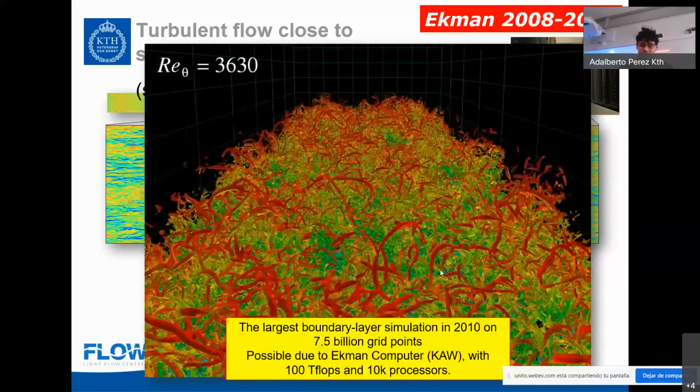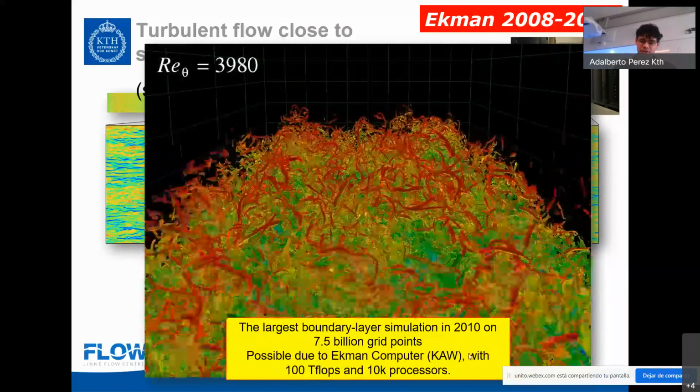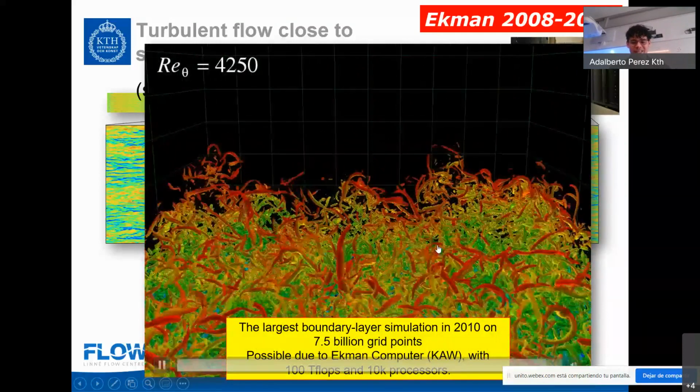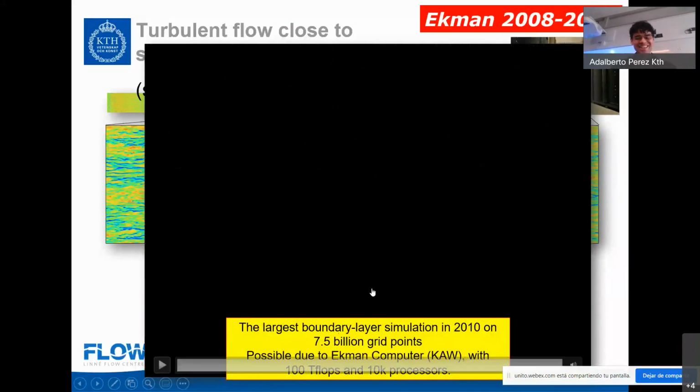So what happens in the end is that, well, this was the largest simulation of a turbulent boundary layer in 2010. And, you know, people that did it, I wasn't here yet, needed 7.5 billion grid points. This is a lot. Then consider that if we want to store data in double precision and we need to store more than one velocity field, then this becomes not only a computational challenge, but it's also a storage problem, right? Like if we want to save all the data, it's simply not feasible. It's not possible. We cannot do it.